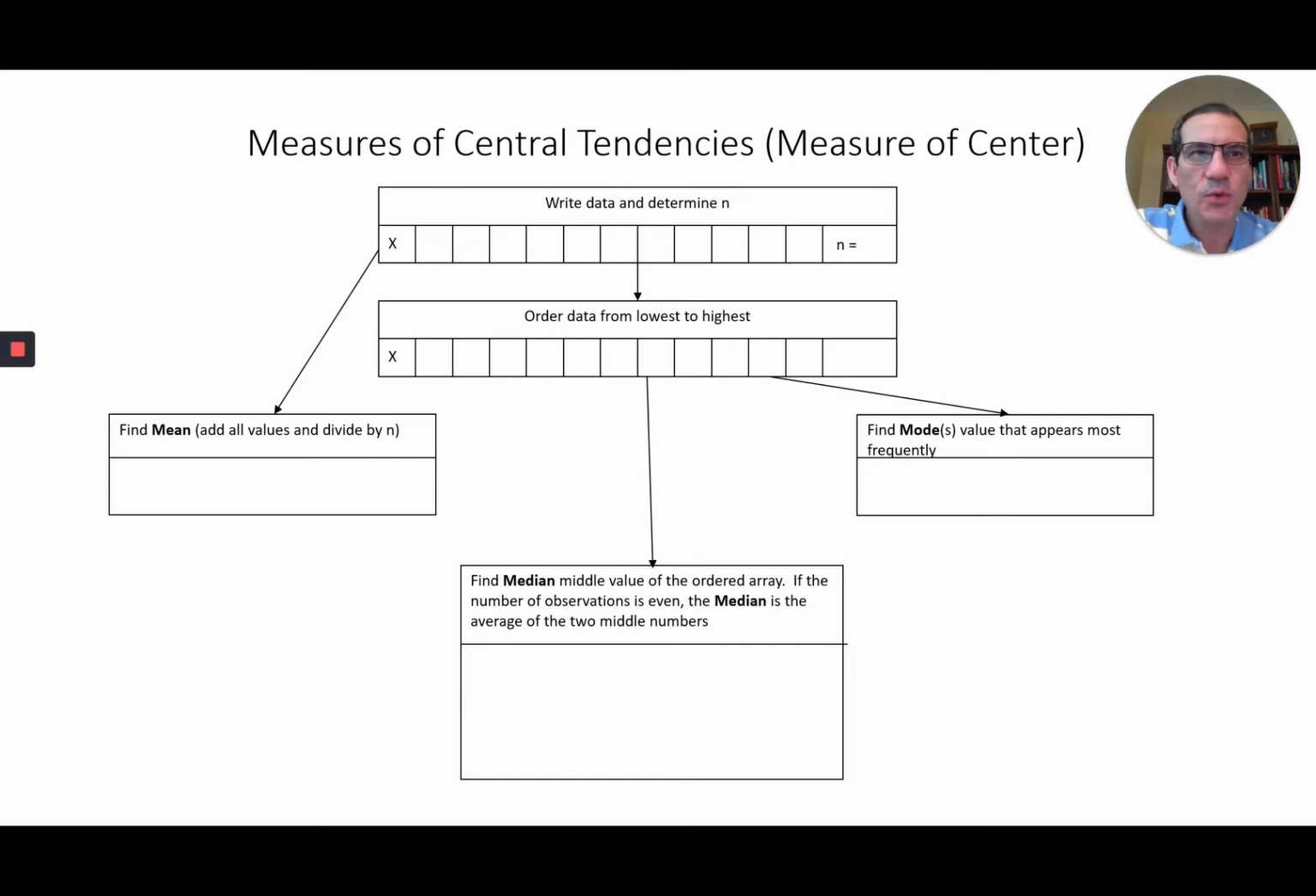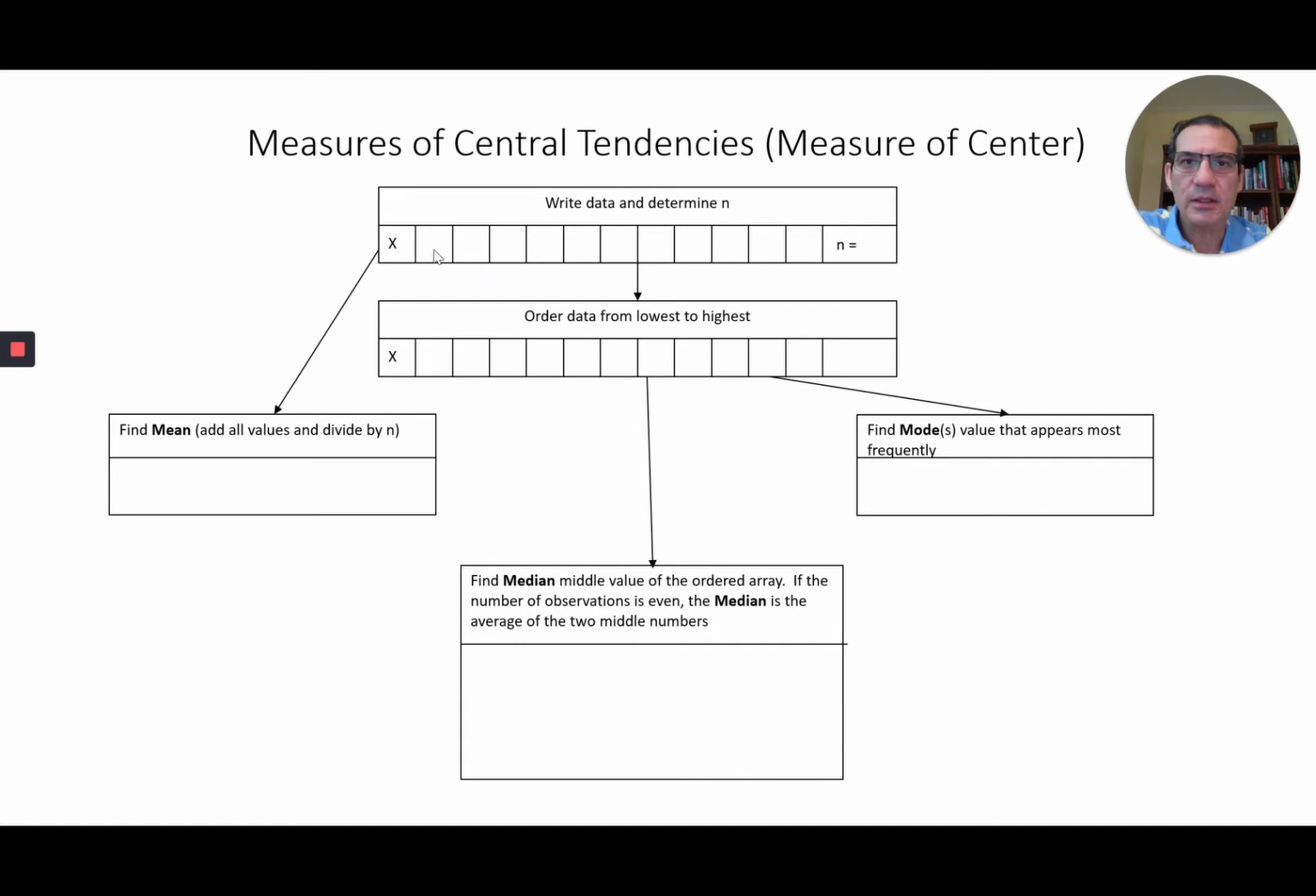Okay, in this video we are going to talk about measures of central tendencies, also known as measures of center. We're going to review basically three measures: the mean, also known as the average, the mode, and the median. We're just trying to review how to calculate those measures. We're not reviewing when you use each one of them. That would be a different video.